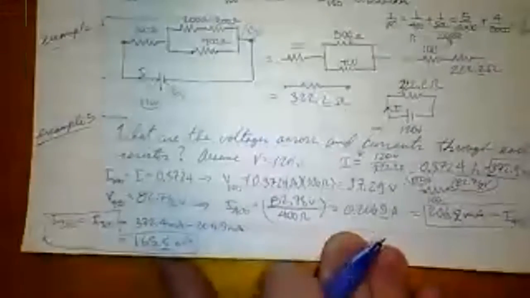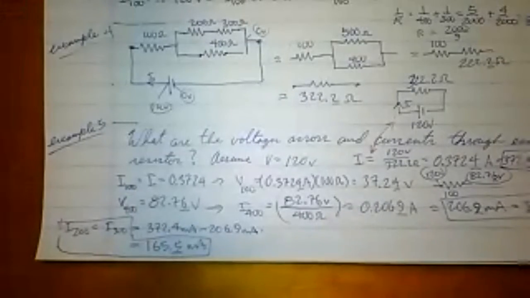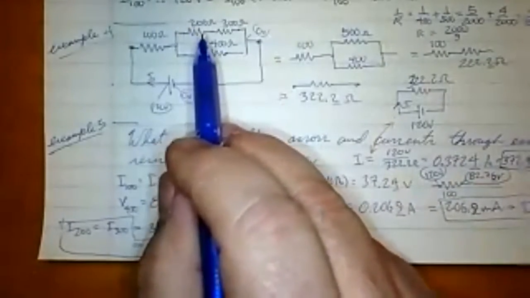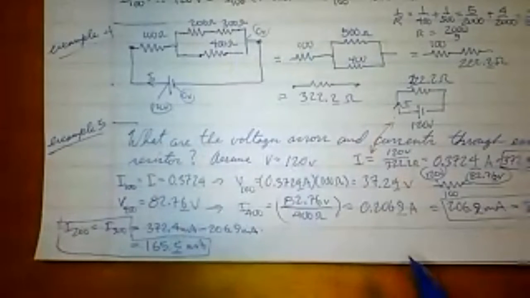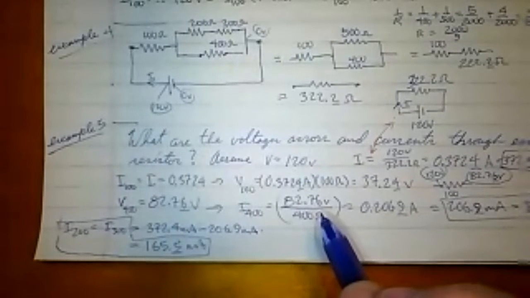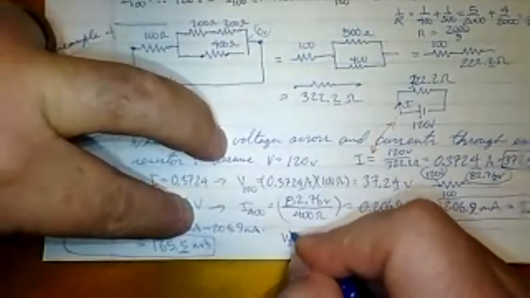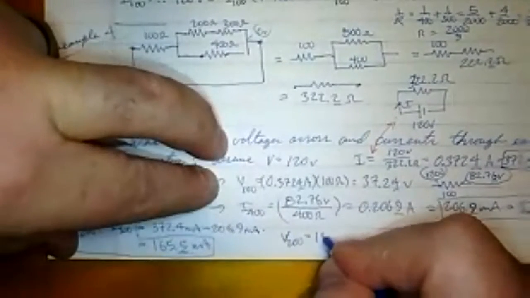Okay, so now I've got the currents through those two guys, and now I can figure out the voltages, and we still have to check, because when I calculate the voltage of this and the voltage of this, it had better be that 82.76 when you add them up. So V200 is equal to 0.165 amps times 200 ohms.